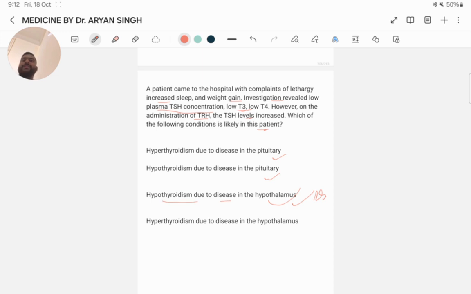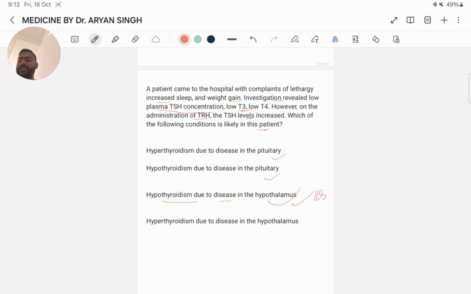The plasma TSH concentration is low, indicating a lack of stimulation to the thyroid gland. Additionally, both T3 and T4 levels are low, which are the thyroid hormones responsible for regulating metabolism. TRH, thyrotropin releasing hormone, is typically administered to evaluate the function of the hypothalamic-pituitary-thyroid axis. Administration of TRH results in an increase in TSH level. This indicates that the pituitary gland is capable of responding to TRH by releasing TSH. This suggests a problem with the hypothalamus, which is responsible for producing TRH.